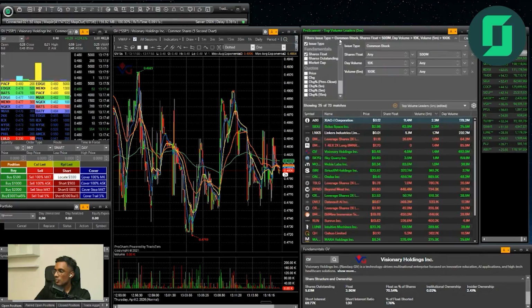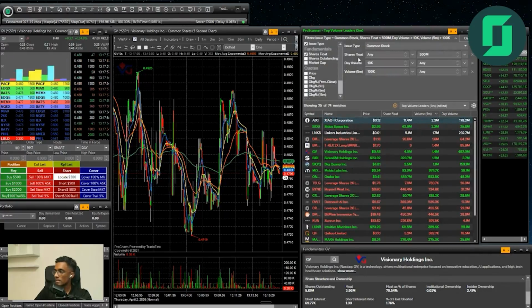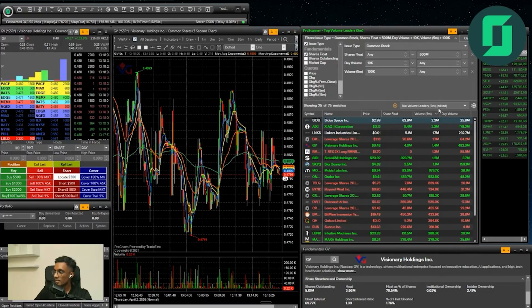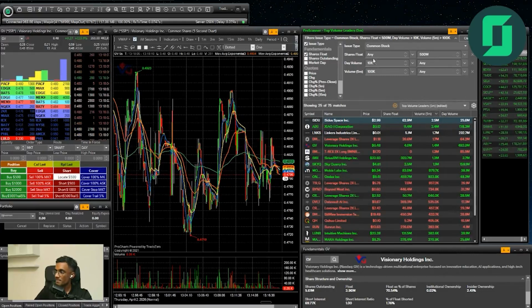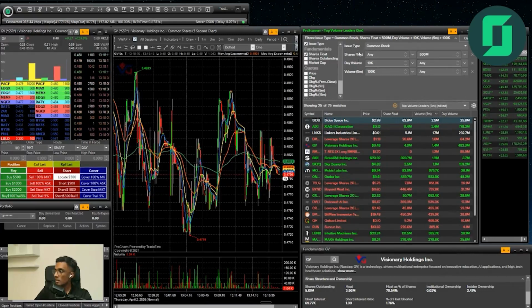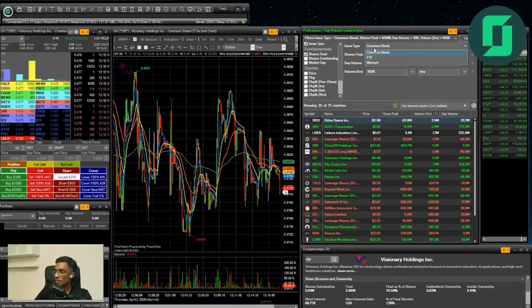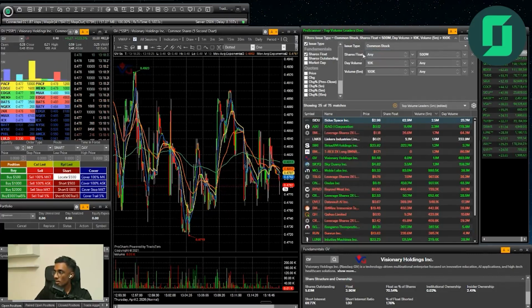So let's walk through the individual components of the scanner. There are two components to a scanner: the filters and the columns. So right now we're looking at the top volume leaders, okay? And we'll talk more about the use case of that scan in just a second. But you can see here that I have 4 current filters or filter criteria loaded into my scanner. The issue type must be common stock. I don't want to see any ETFs. I don't want to see any warrants or anything like that. I just want common stock.